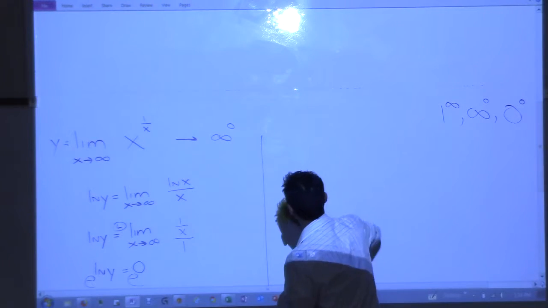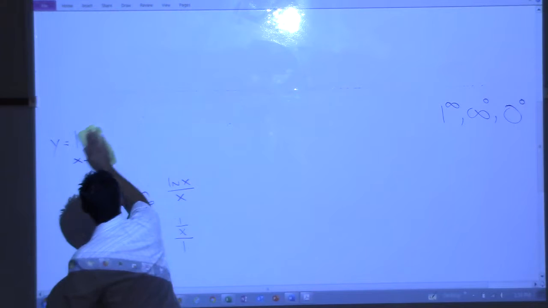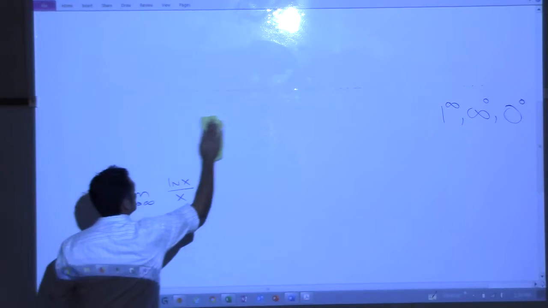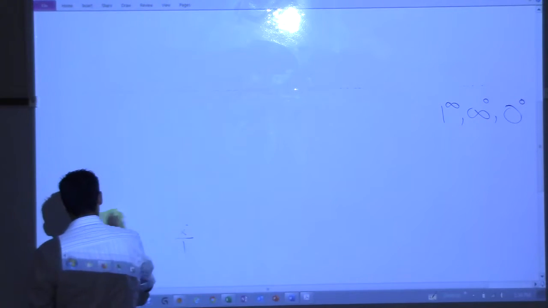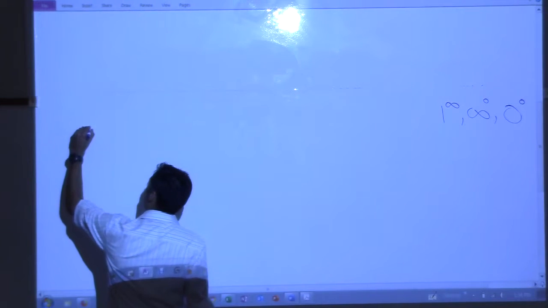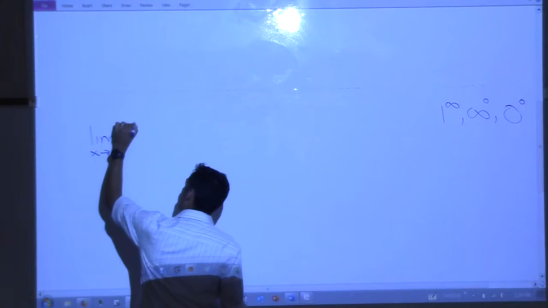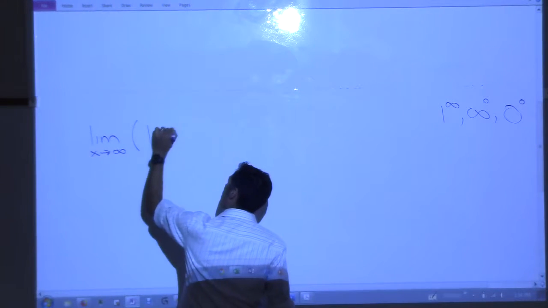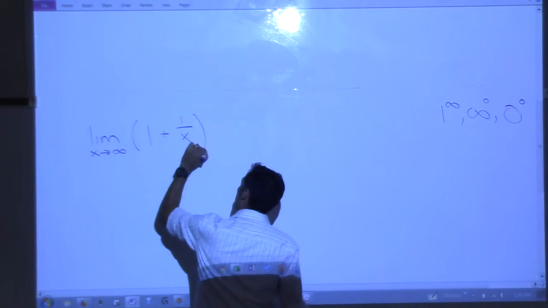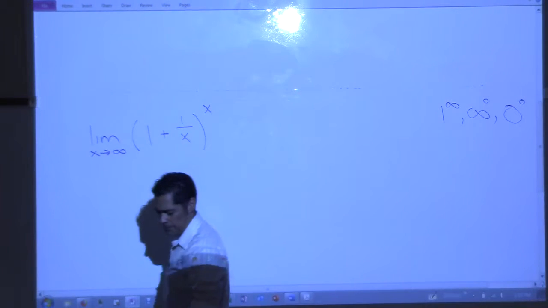Let's do another one. You might like this one. I want us to find the limit as x goes to infinity of 1 plus 1 over x raised to the x.